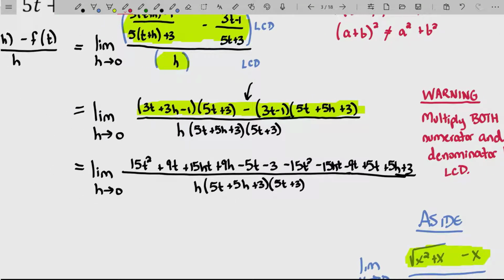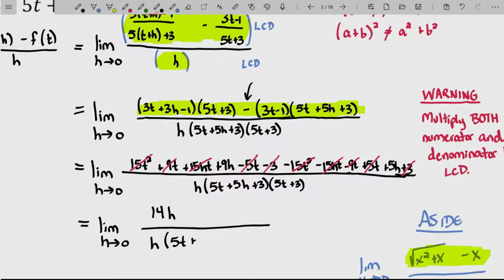But anyway, things will cancel. 15t squared will cancel with that negative 15t squared. Let's see, this 9t will cancel with that negative 9t. This positive 15ht will cancel with the negative 15ht. Let's see, negative 5t will cancel the positive 5t. The negative 3 will cancel the positive 3. And you can see all that you have left is 9h plus 5h. Very hard to see if you're not careful with your handwriting, but be clean and careful with your handwriting. You'll be fine. So we get a 14h all over that denominator, h times (5t plus 5h plus 3), and then (5t plus 3).